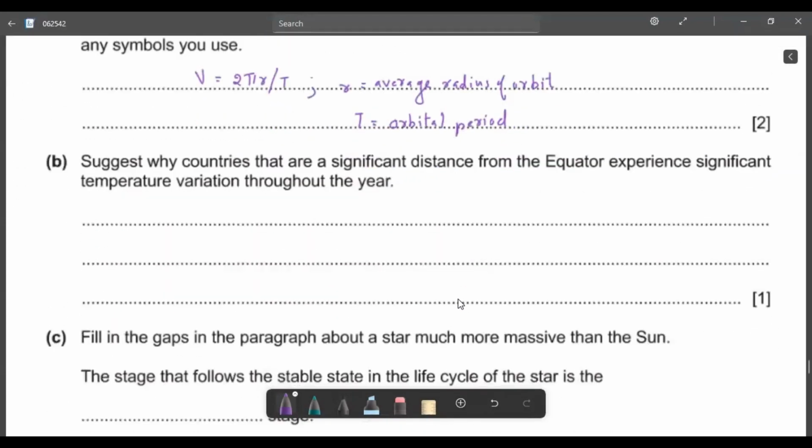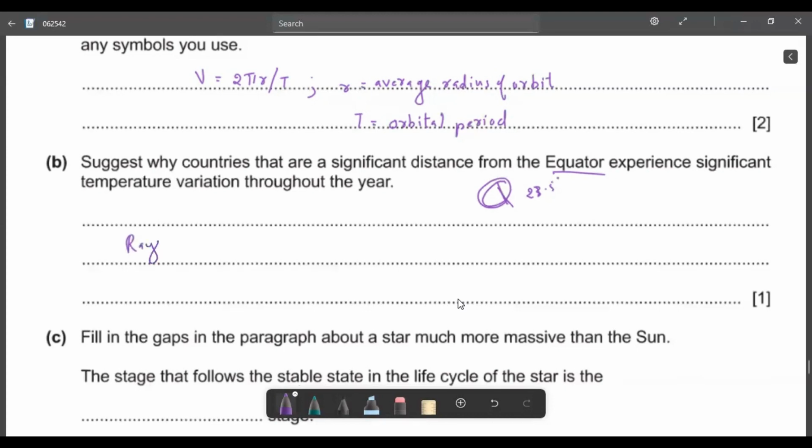Suggest why countries that are a significant distance from the equator experience significant temperature variation throughout the year. So if you are considering Earth, there will be a tilt of 23.5 degrees. Due to this tilt in the Earth's axis, the rays from the sun strike the country at different angles throughout the year because of the tilt. That's why we are experiencing temperature variation.